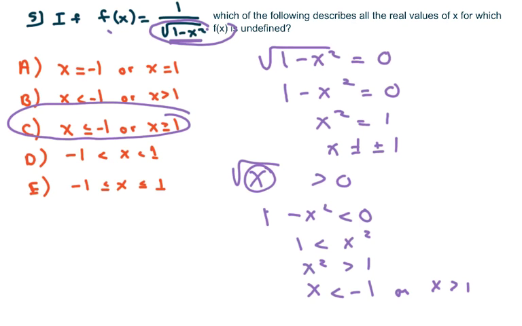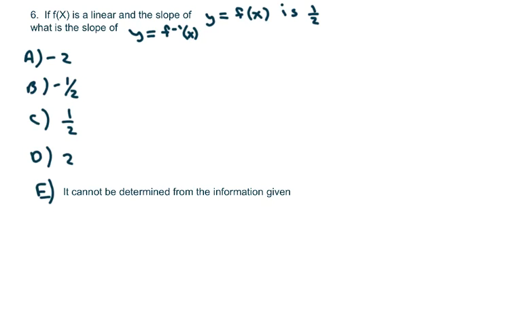And we have one more. f of x is linear, and the slope of f of x is 1/2. So they want to know what the slope of f inverse is. You might think that this can't be done because it doesn't tell you exactly what the function is. It just says what the slope is. It doesn't ask for the inverse function, it just asks for the slope.